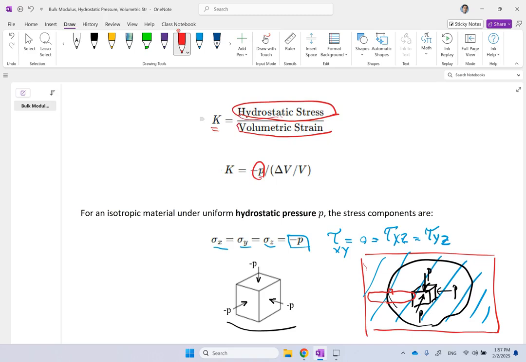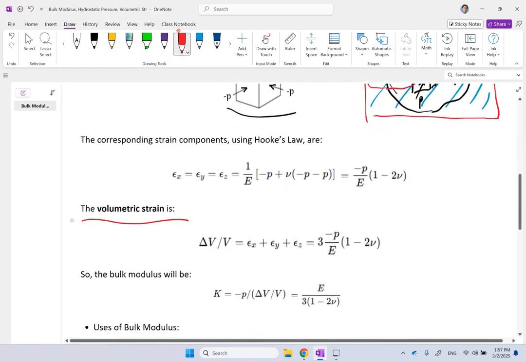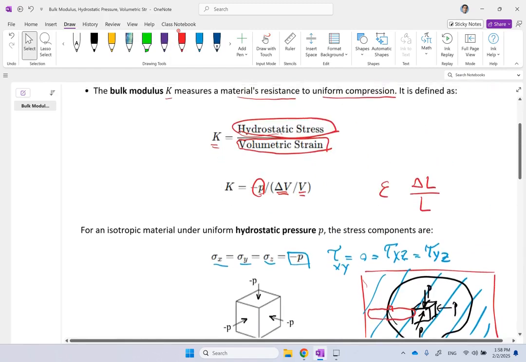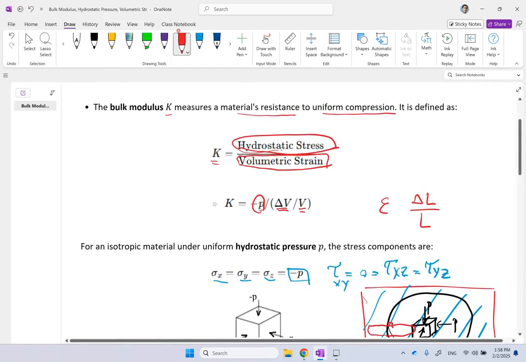The other thing we need to define is called volumetric strain. Remember, strain was defined as change in length over length. If you define it for volume, then it's going to be change in volume over initial volume. That is called volumetric strain. So the bulk modulus is negative P over delta V over V.